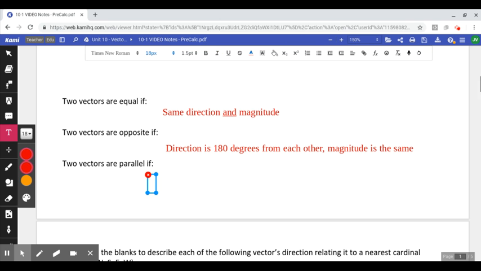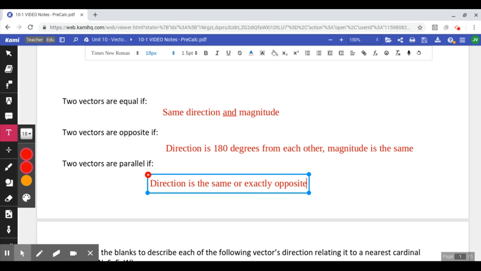Let's talk about when 2 vectors are parallel now. This is where the direction is the same or exactly opposite. And in this case, the magnitude does not matter. So magnitude can be different.